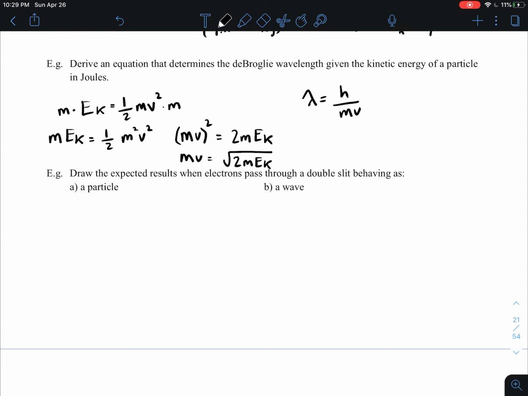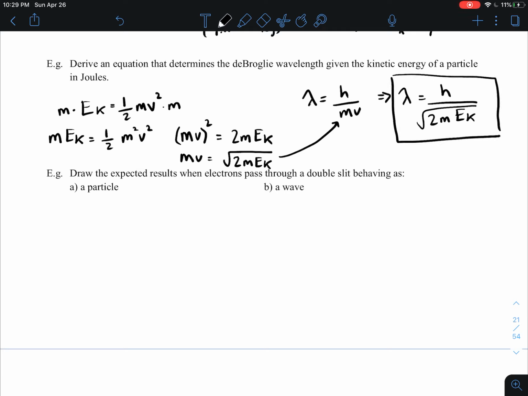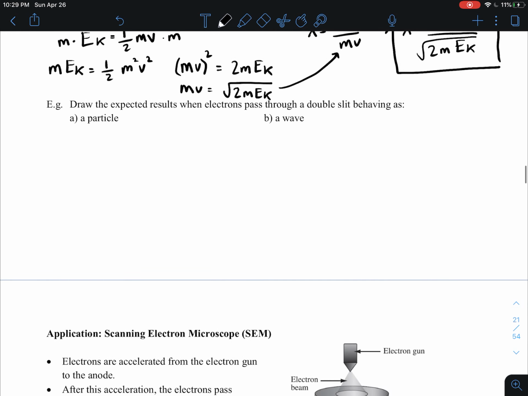Okay, so now that I have mass and velocity isolated on the one side, we can then substitute that in for the mass velocity here. And we're left with the wavelength is equal to Planck's constant divided by the square root of 2 mass times EK. So we can use this equation for the rare cases where you know the energy in joules and you want to then solve for the wavelength of that particle. All right, let's jump to the next one.